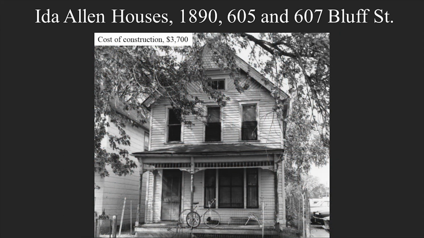Ida Allen built a couple of houses at 605 and 607 Bluff Street in 1890. You can see the scallop shingles on the roof line, the diagonal slatted clapboards still on that gable end, and the spindle work in the front on the first floor porch.